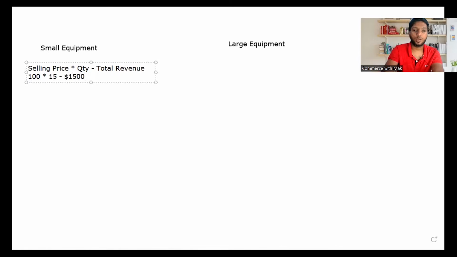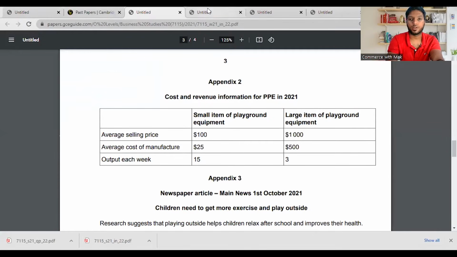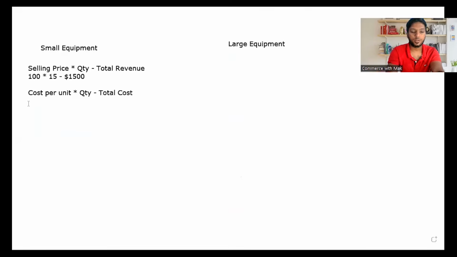Okay. Now I'm going to find the cost. Now this is total revenue. Cost, how do you find it? Cost per unit into quantity will give me total cost. So in this you can see how much is the total cost they have taken. They have taken 25 cost of manufacture into 15 as my actual cost. So 25 into 15 will be how much, guys? $375. So I'll write here $375.